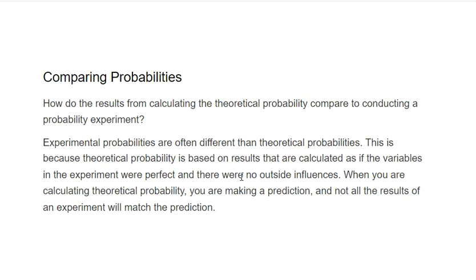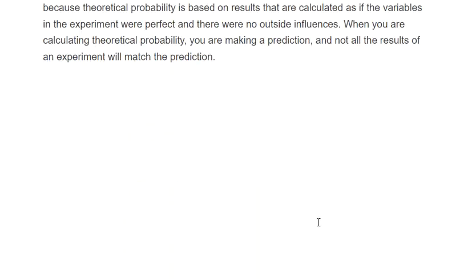Comparing probabilities. How do the results from calculating the theoretical probability compare to conducting a probability experiment? Experimental probabilities are often different than theoretical probabilities. This is because theoretical probability is based on results that are calculated as if the variables in the experiment were perfect and there were no outside influences. When you're calculating theoretical probability, you're making a prediction, and not all the results of an experiment will match the prediction.